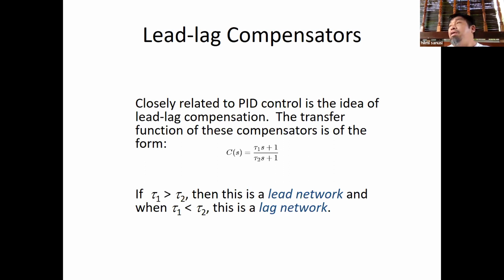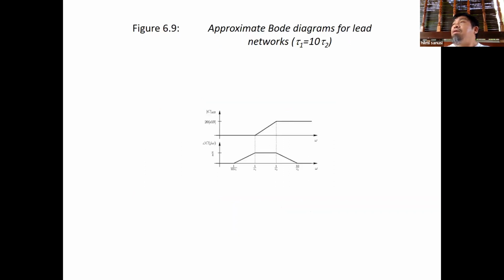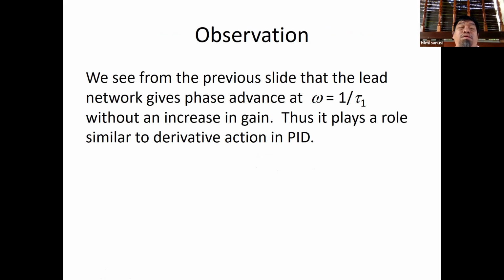So kenapa saya tunjuk ini? Kejap lagi kalau tak hari ni, minggu depan kita akan tengok loop shaping. Kenapa saya nak cerita loop shaping? Sebab kalau boleh saya cerita sikit on QFT. So QFT ni basically hampir sama je dengan loop shaping. Tak jauh beza. So this is the lag lead controller. So this is the magnitude, this is the phase. So the effect is about the same as the reaction in PID.